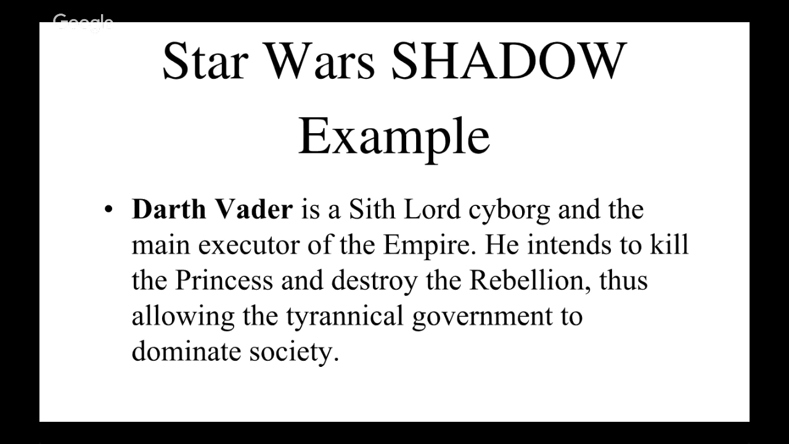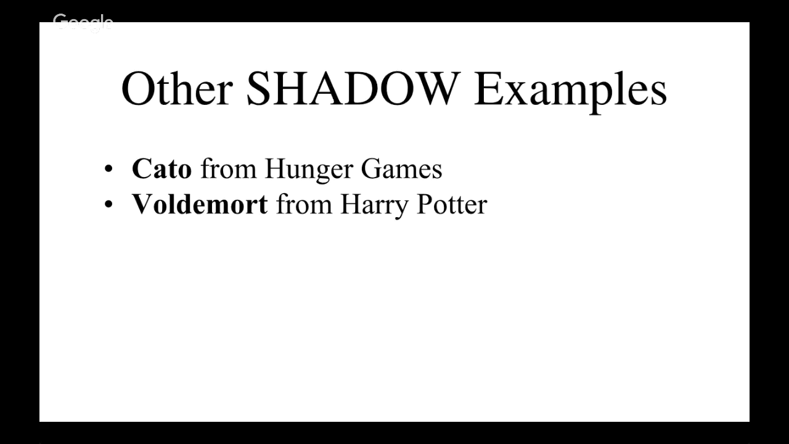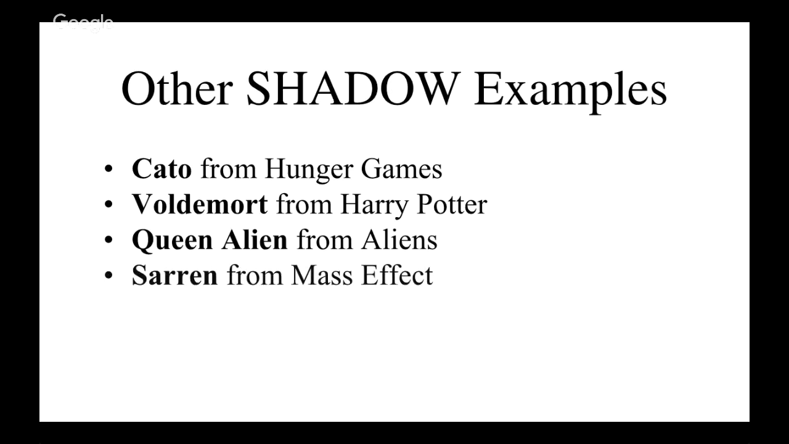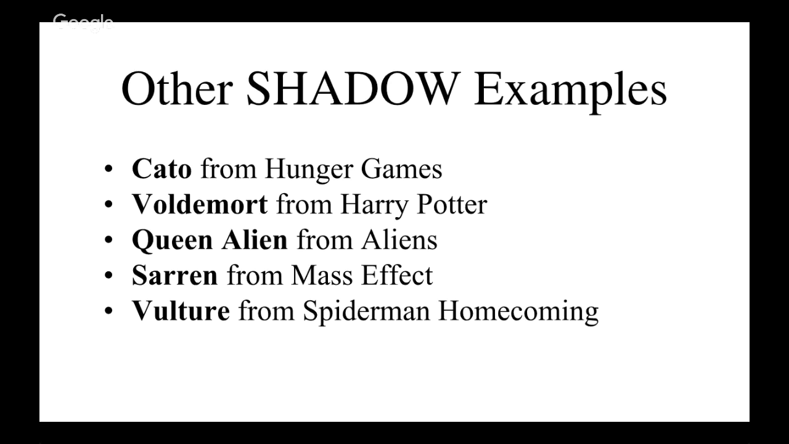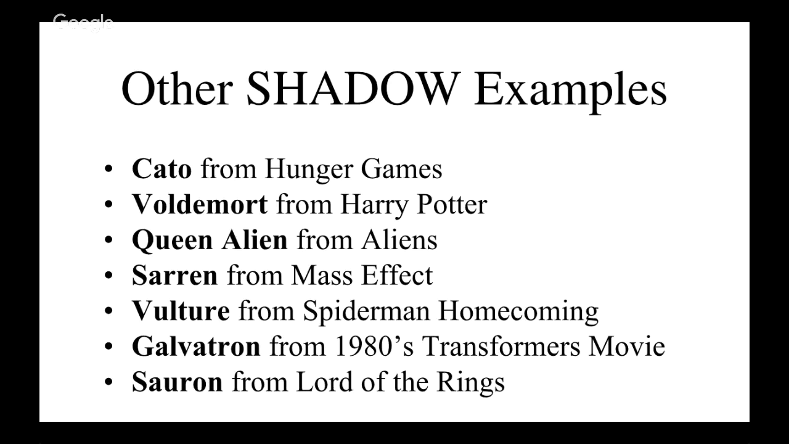So all the stuff that we just spoke about. Here's some other shadow examples. Cato from the Hunger Games, Voldemort from Harry Potter, the Queen Alien from Aliens, Saren from Mass Effect, Vulture from Spider-Man Homecoming, Galvatron from Transformers the movie, and Sauron from Lord of the Rings. If we look at The Hobbit, as I said before, it would be Azog, the white orc.